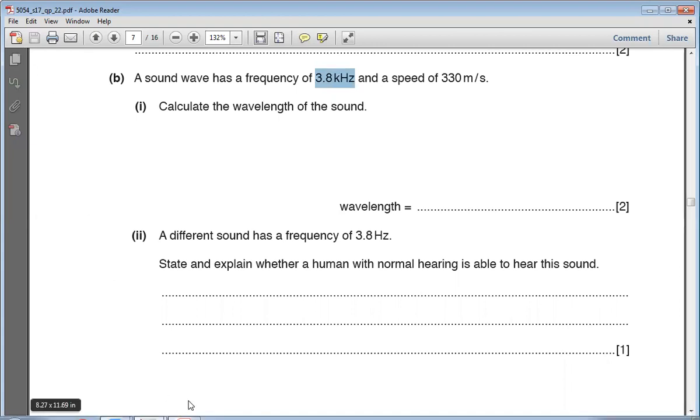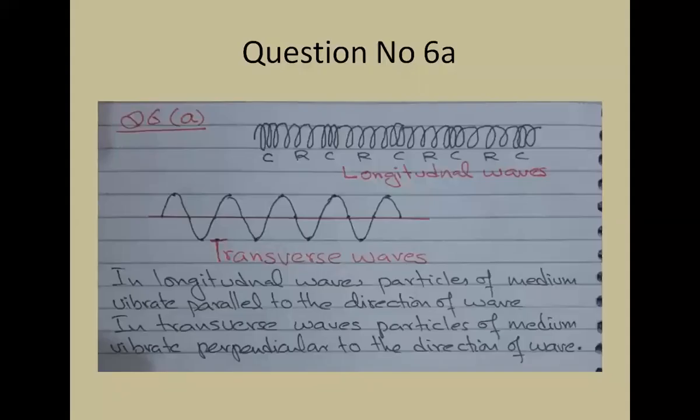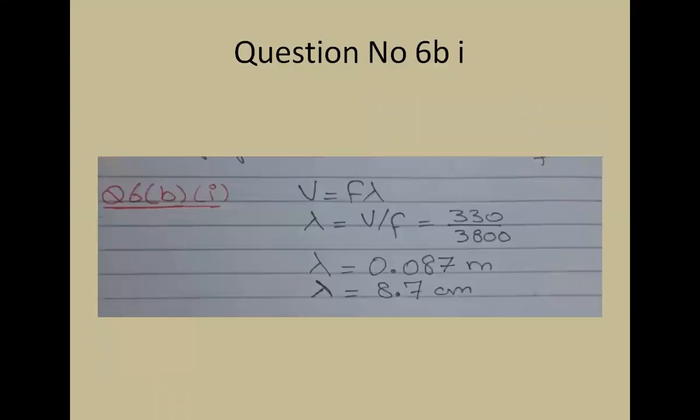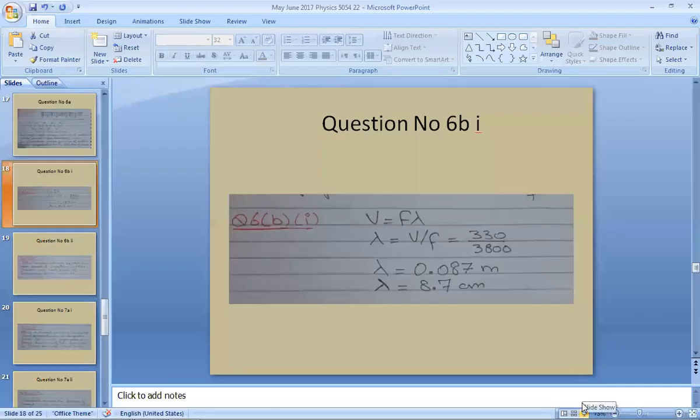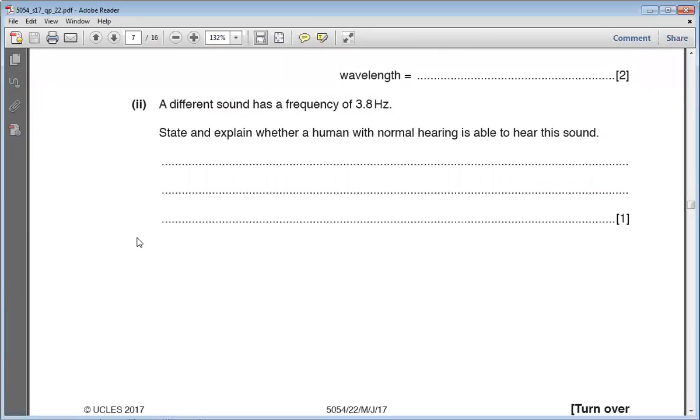So let me show you my answer. It's a 2 marks numerical, and it's very easy. v equals f lambda. Lambda is the question here. Lambda equals v divided by f. 330 divided by 3800. On the calculator, when you enter these values, you get 0.087 meter. Multiply it with 100, and you will get the answer in centimeters. 8.7 centimeters will be the wavelength. Hopefully you understand this numerical. Okay, so let's move to the next part.